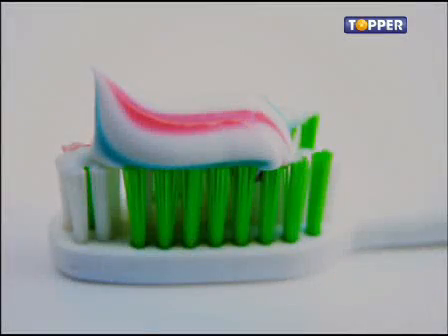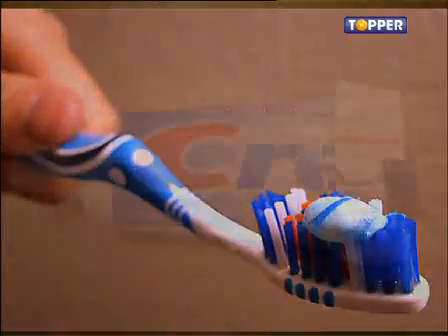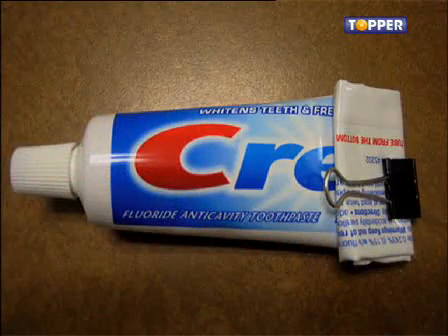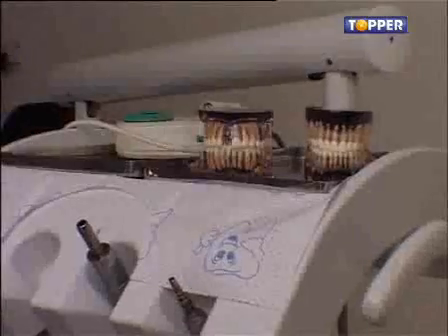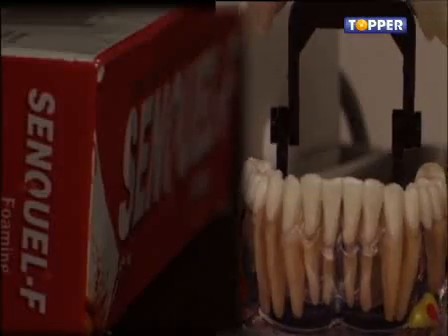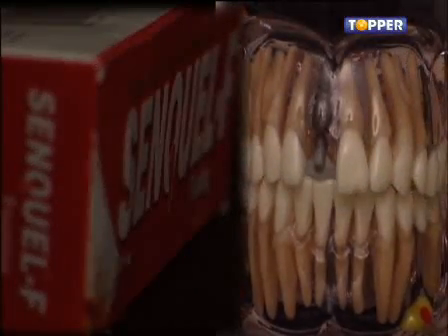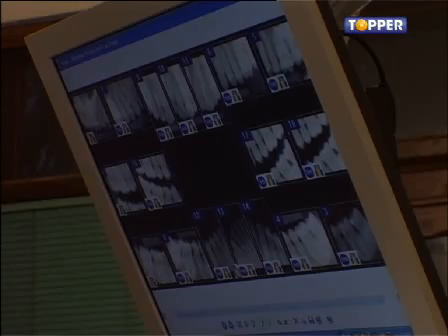Watch toothpaste ads carefully and you will notice that many toothpastes contain fluoride. Now you must be wondering, why fluoride? What does fluoride have to do with dental hygiene? Let us find out in today's episode.